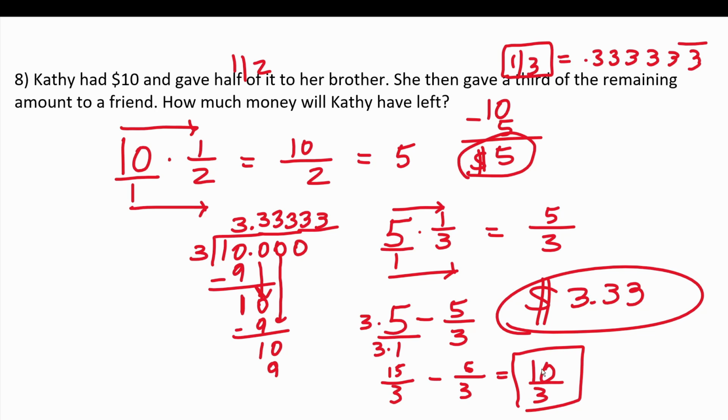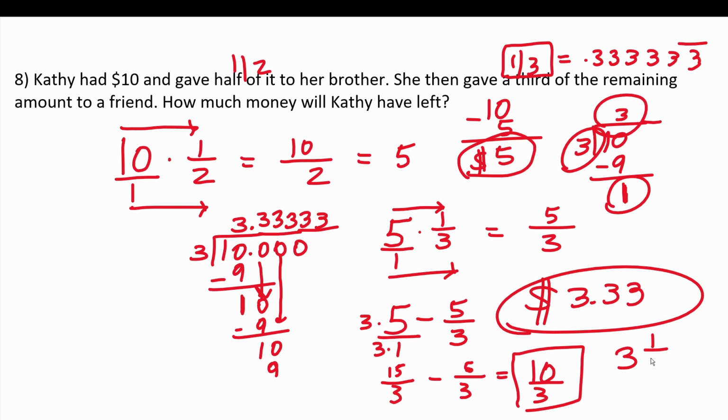If you wanted to express that as a mixed number, we can do so. Again, we would do this with long division, 10 divided by 3. 3 goes into 10, 3 times without going over. 3 times 3 is 9. 10 minus 9 is 1. Instead of adding decimals, we can now write this as a mixed number. This is our whole number, so this would be 3. This is our numerator, and this is our denominator. So 3.33 repeating is 3 1/3 dollars left. Okay, so that's that one.